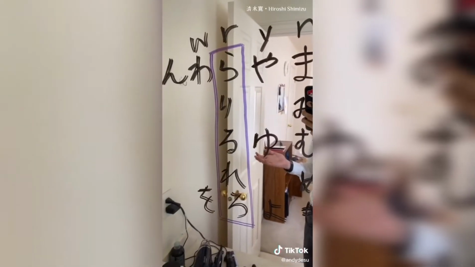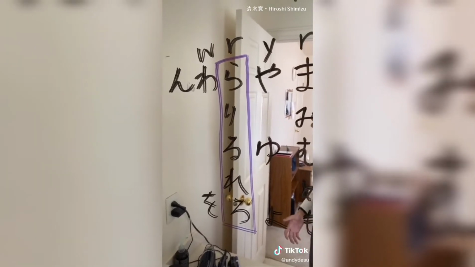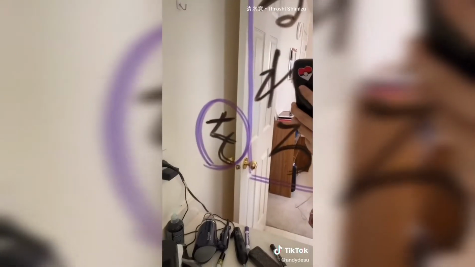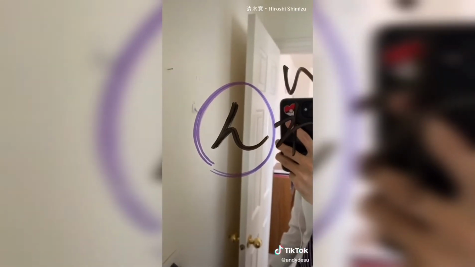This column is pronounced da, di, du, de, do. It's a soft T sound, kind of like in butter. This character is pronounced o, just like the vowel sound o. And this character is pronounced n.